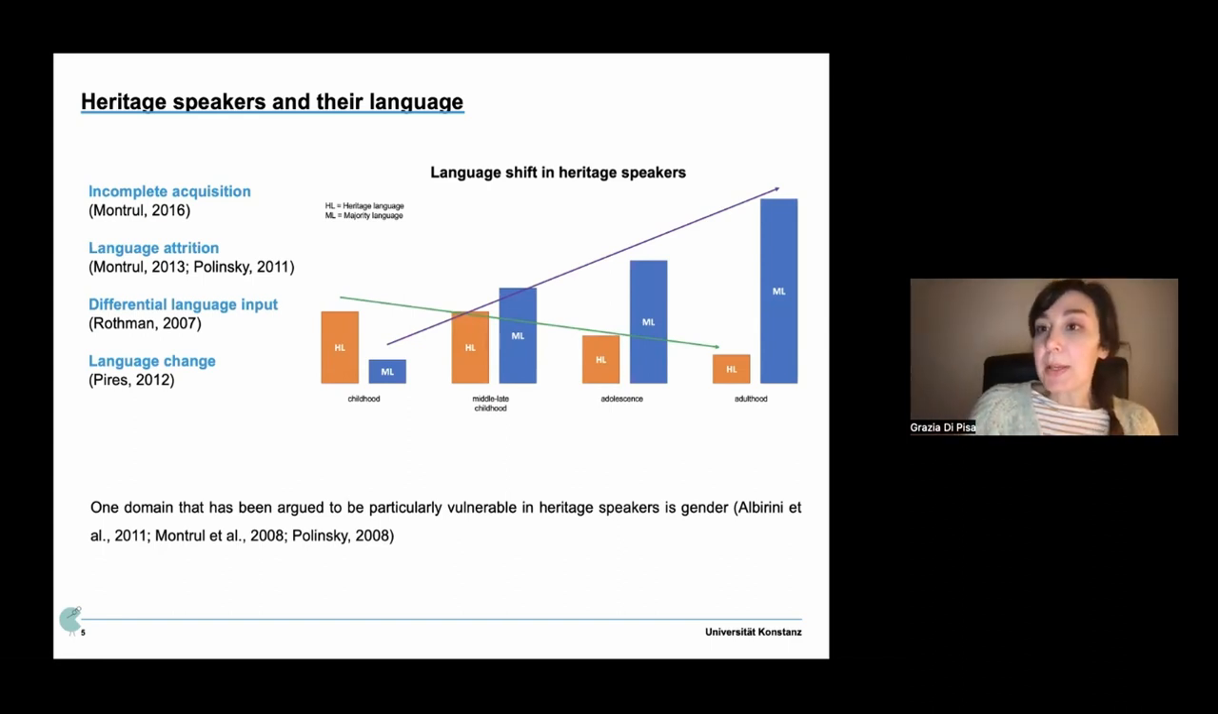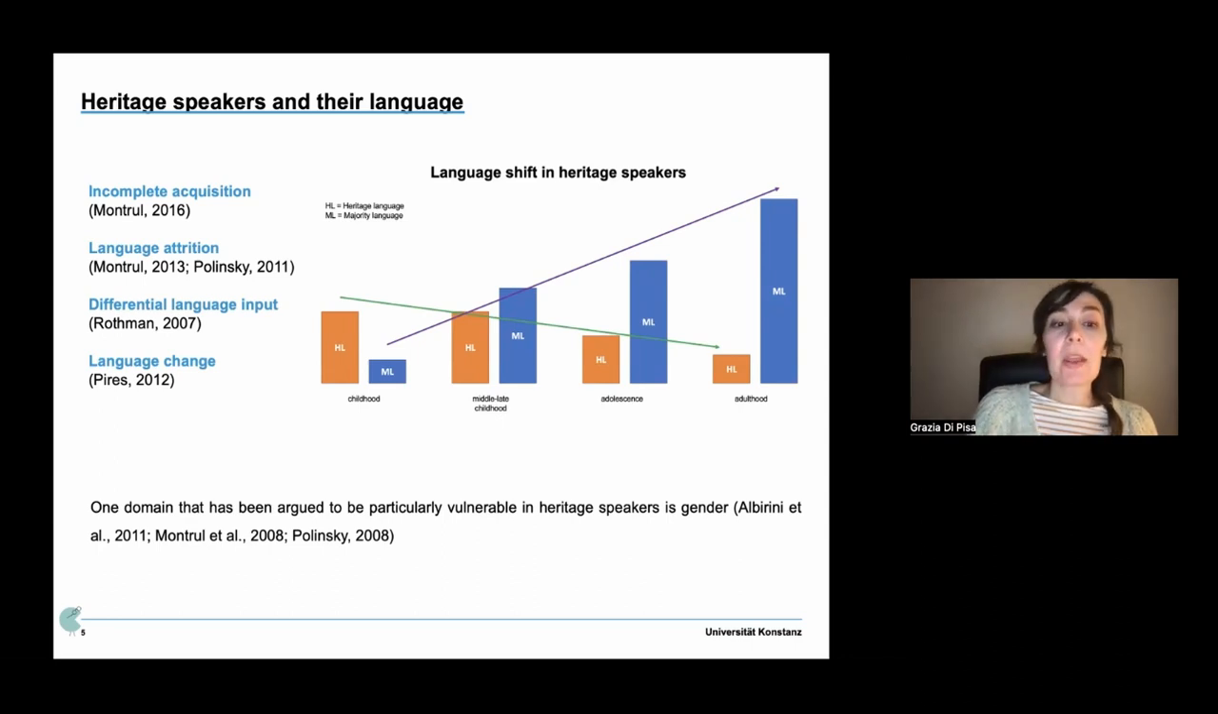And for heritage speakers, there have been a lot of studies trying to understand the performance of heritage speakers and also the development of the heritage language and grammars. And of course, different accounts have been proposed to explain heritage speakers' performance. So we have incomplete acquisition, language attrition, differential language input, language change. And I will not give a lot of details about these theories, but you can definitely read about them if you're more interested in heritage speakers.